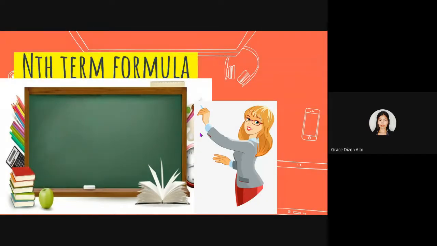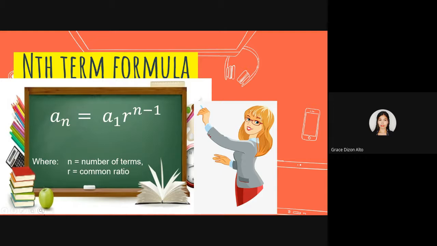So before, we already have known the nth term formula of a geometric sequence, which is a sub n is equal to a sub 1 times the common ratio raised to the power of n minus 1, where n is the number of the terms, r is the common ratio, a sub 1 is our first term, and a sub n is our nth term.